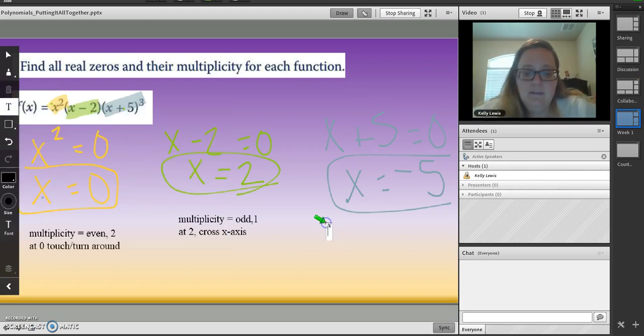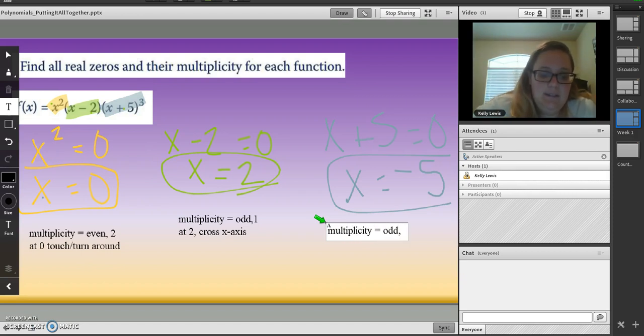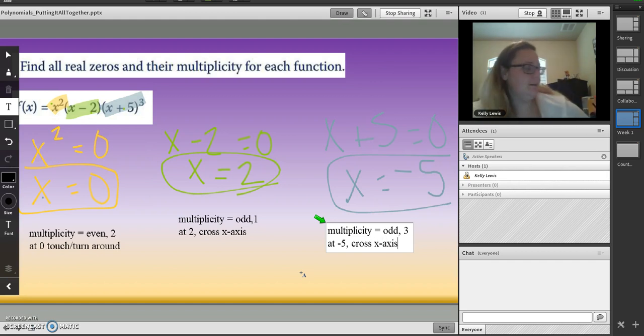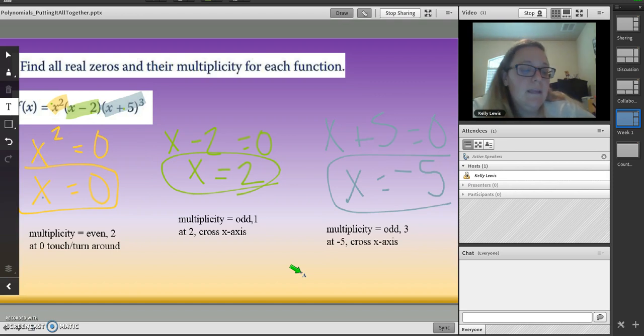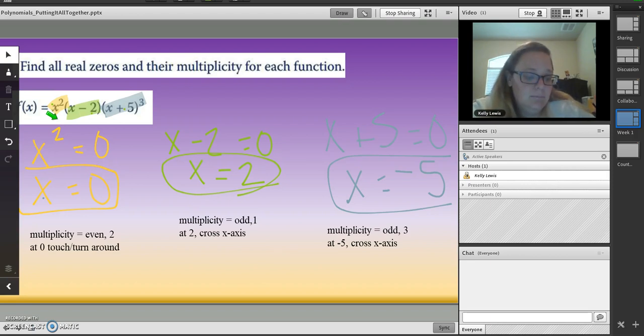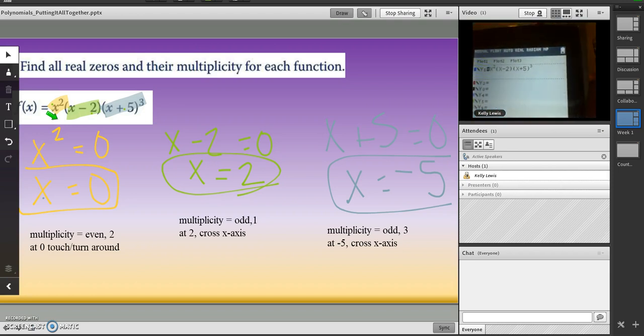Okay, the multiplicity is odd. It's the number 3 because of that degree right there. So at negative 5, it's going to cross the x-axis. Right, so let's look at this. I'm going to go into y equals, and I'm going to type that exact function: x squared, x minus 2, x plus 5 cubed. All right, I literally went to y equals and I typed it.